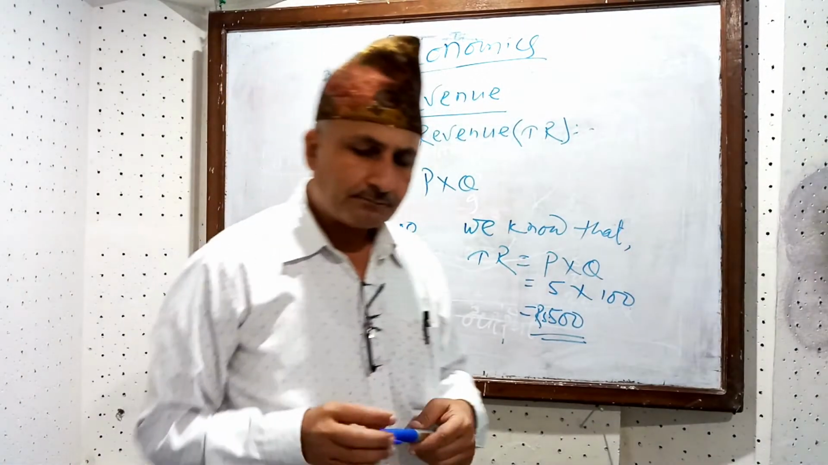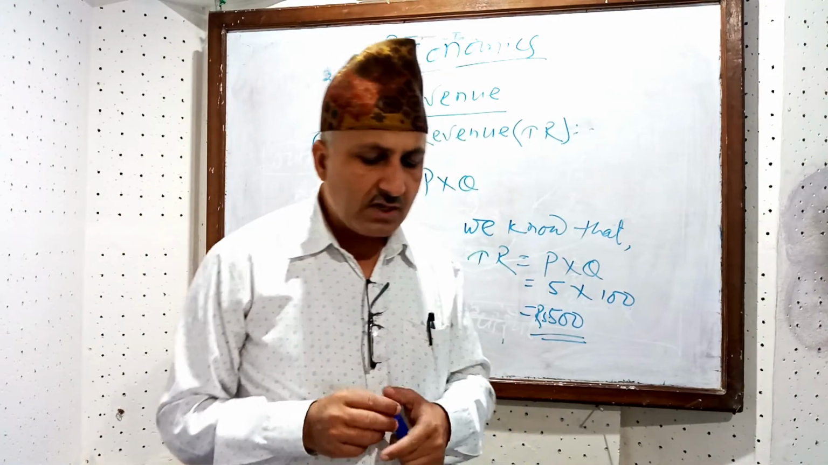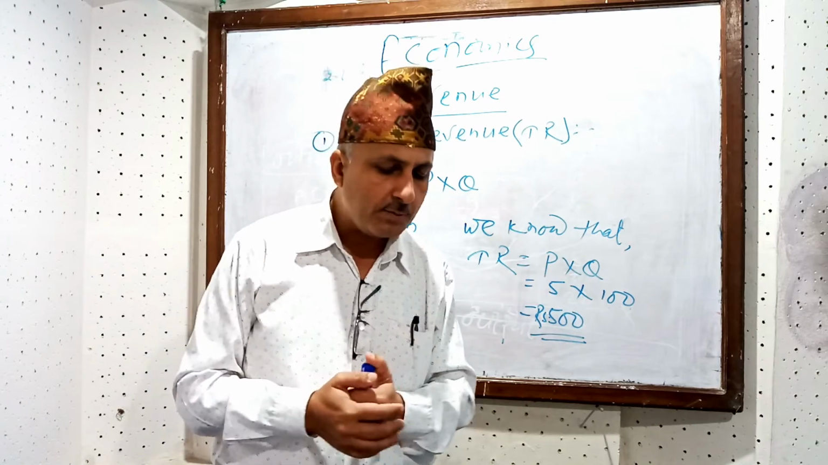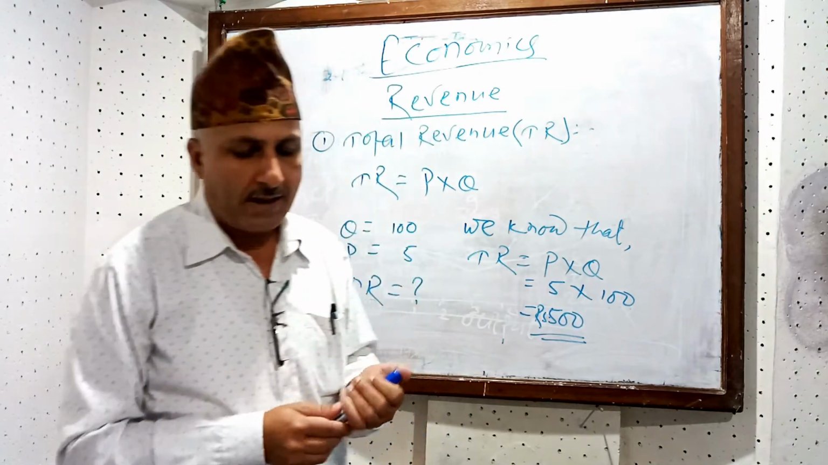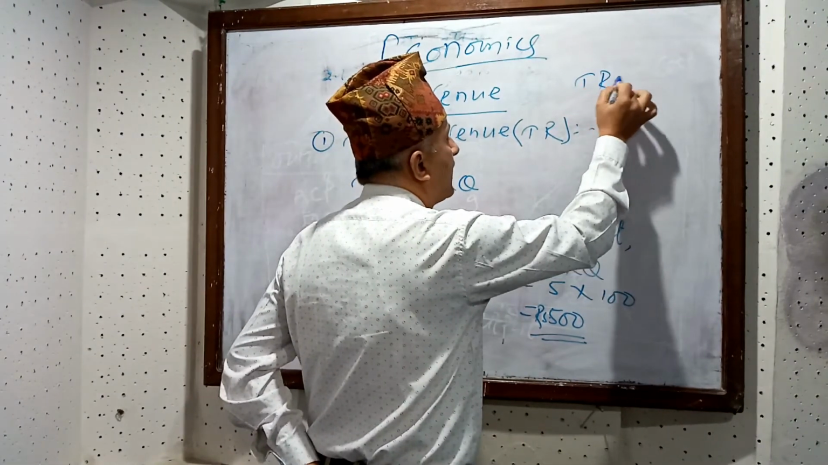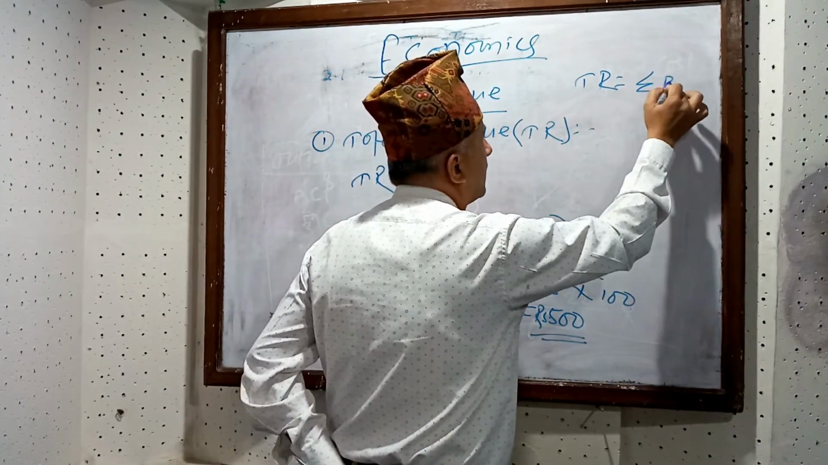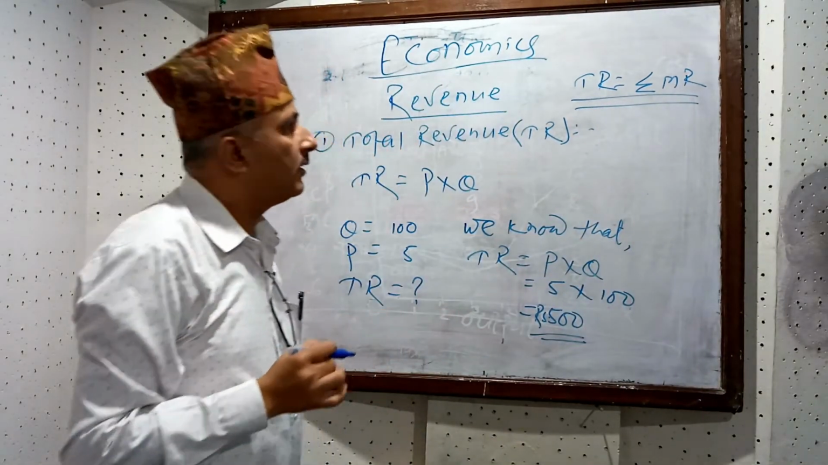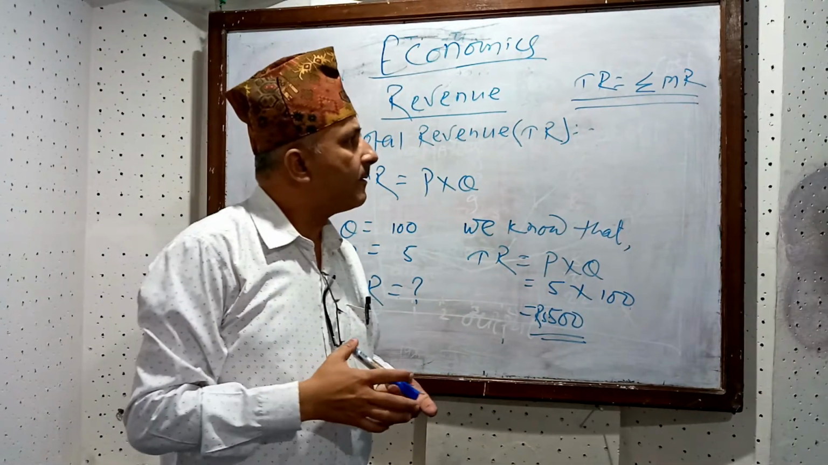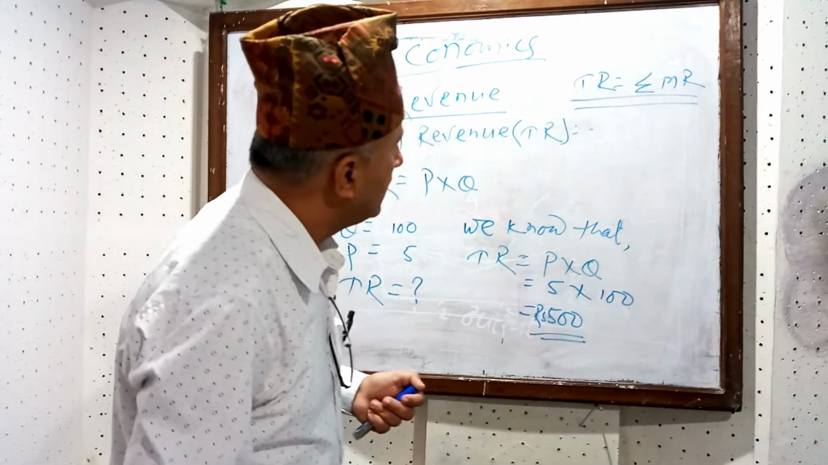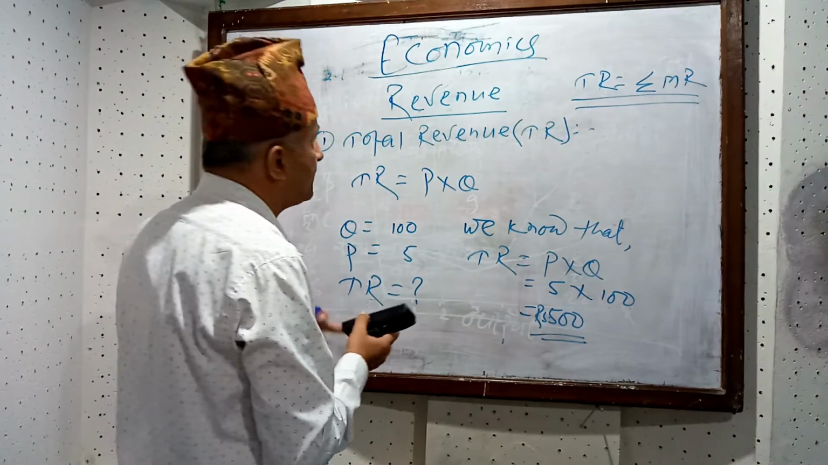And sometimes this total revenue is the summation of marginal revenue also. It can also be obtained by summing the marginal revenues. That's why we may write TR is equal to summation MR. This can also be used to calculate total revenue. Okay, from this I think the concept of total revenue is clear.